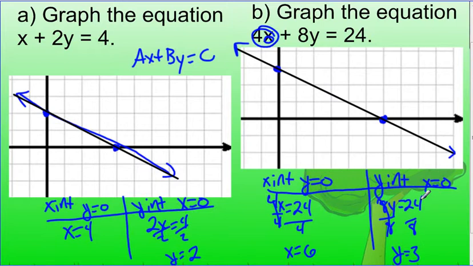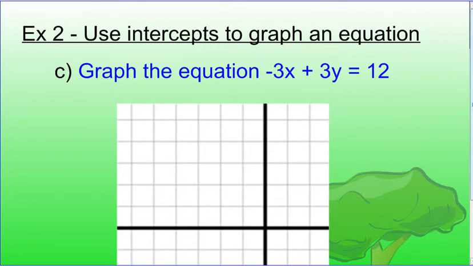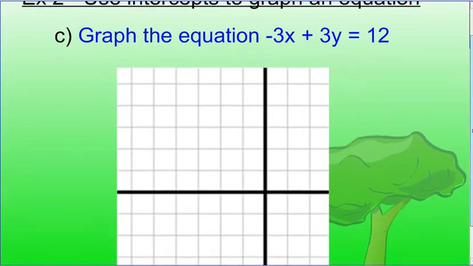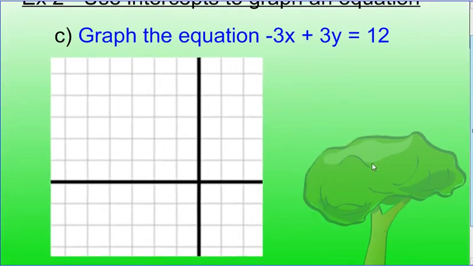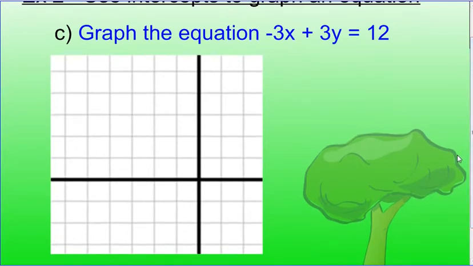Pretty straightforward, pretty simple. I would like you to do letter C. So please graph this equation. I give you a nice big graph space there. Go ahead, find your x and y intercepts, graph the equation, and then when you're done, hit play on the video and we will go through them together.